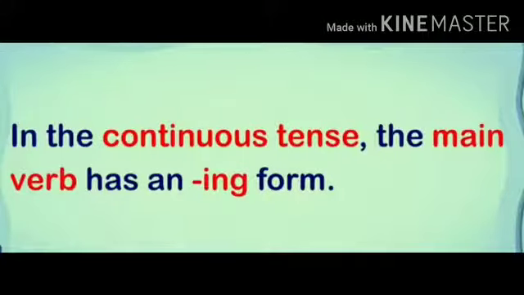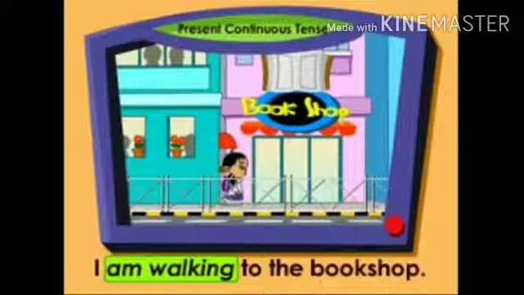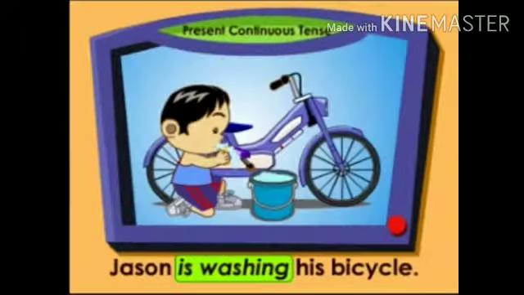In the continuous tense, the main verb has an ing form. We add ing to the main verb. Here, in the example, I am walking to the bookshop. Ing is there. Jason is washing his bicycle. We have added ing to the base verb wash.